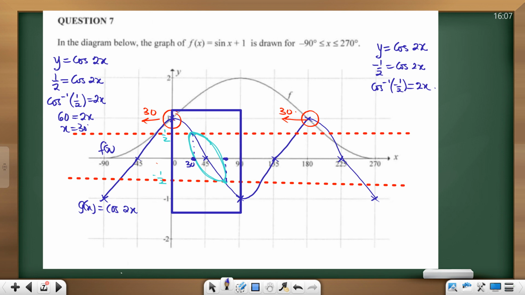That gives us what? 120. All right, 120 equals what? 2x. What is x? 60. So already I have my values there. So what's my final answer? Between what? 30 and what? 60. So can we go write the final answer?